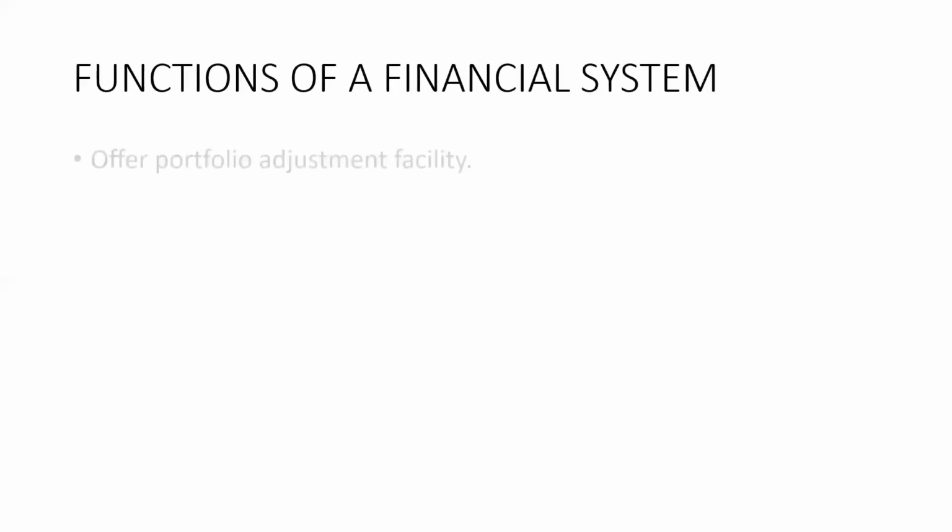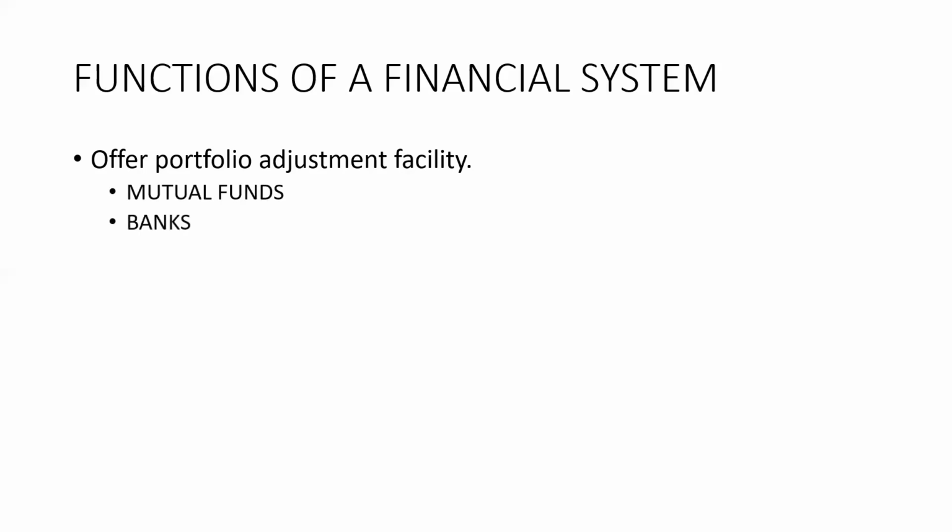Another function of the financial system is offering a portfolio adjustment facility. Through financial intermediaries like banks and mutual funds, a portfolio adjustment facility can be made available. Mutual fund companies have a professional portfolio manager that ensures diversification of investment.